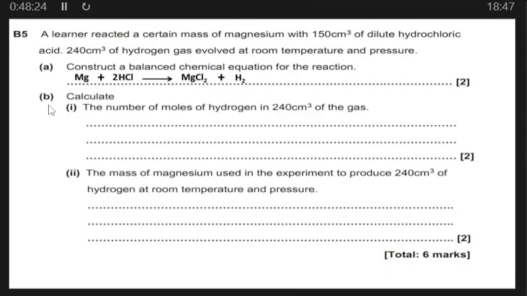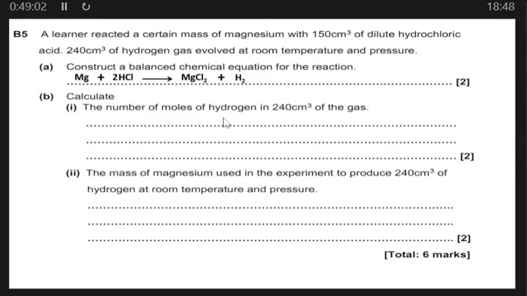Then B, they're saying calculate 1, the number of moles of hydrogen in 240 cubic centimeters of the gas. So meaning when this and this react, they produce magnesium chloride and hydrogen, and the volume of hydrogen they produce is this one, 240 cubic centimeters of hydrogen gas evolved at room temperature and pressure. So it was produced.